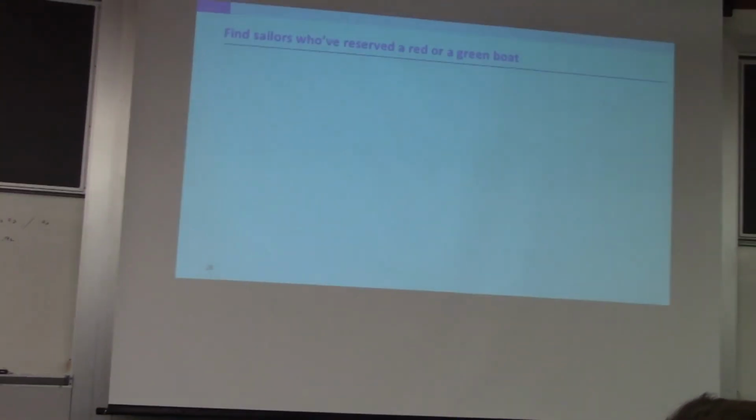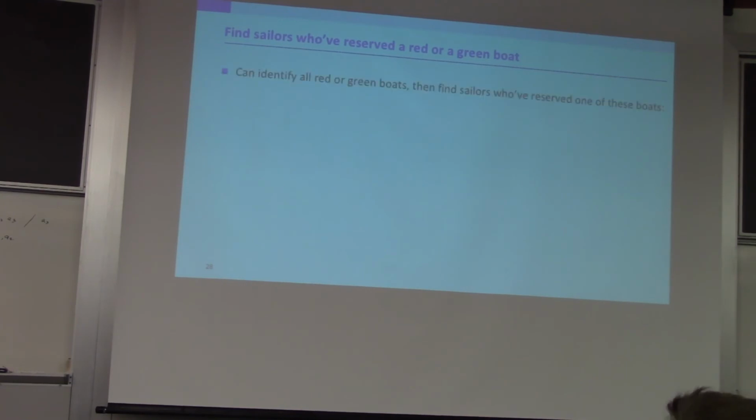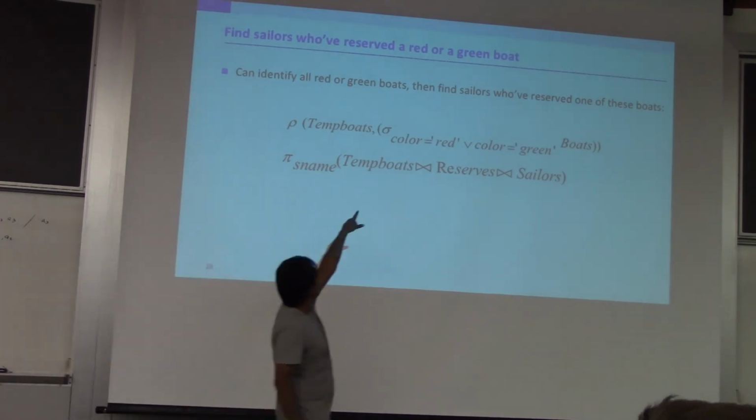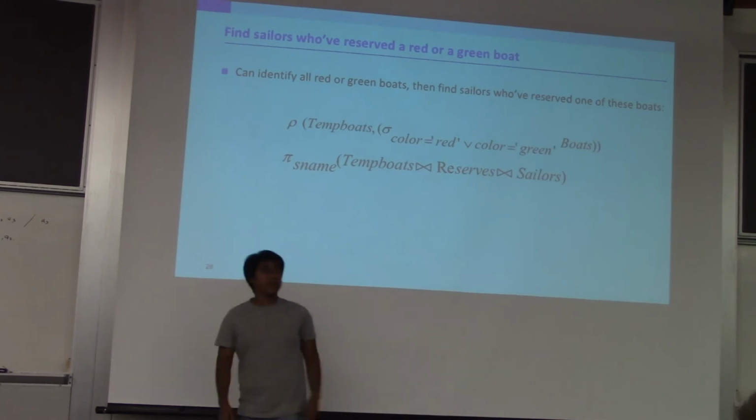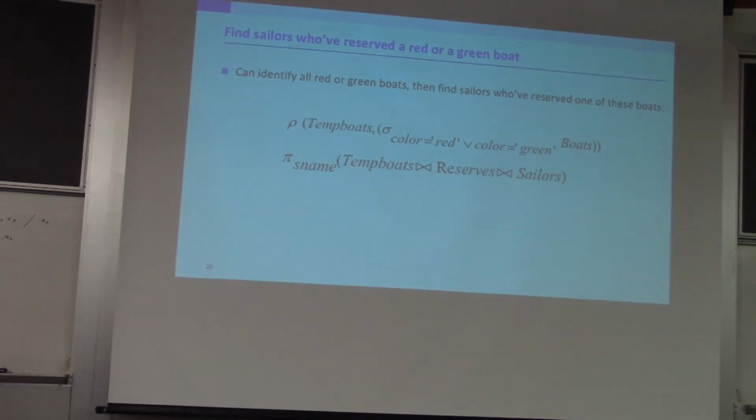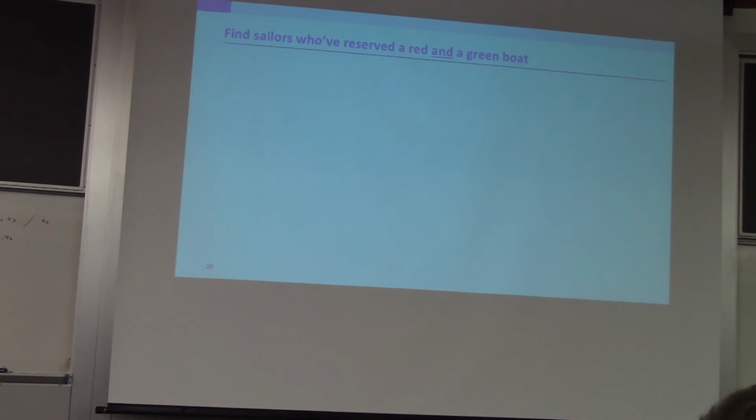Sailors who have reserved a red or a green boat. So same, instead of just doing the red, you can just do red or green, right? So this is still a Boolean expression. It's either red or green. Now what about the AND one? Can you do this one? Is this one valid?